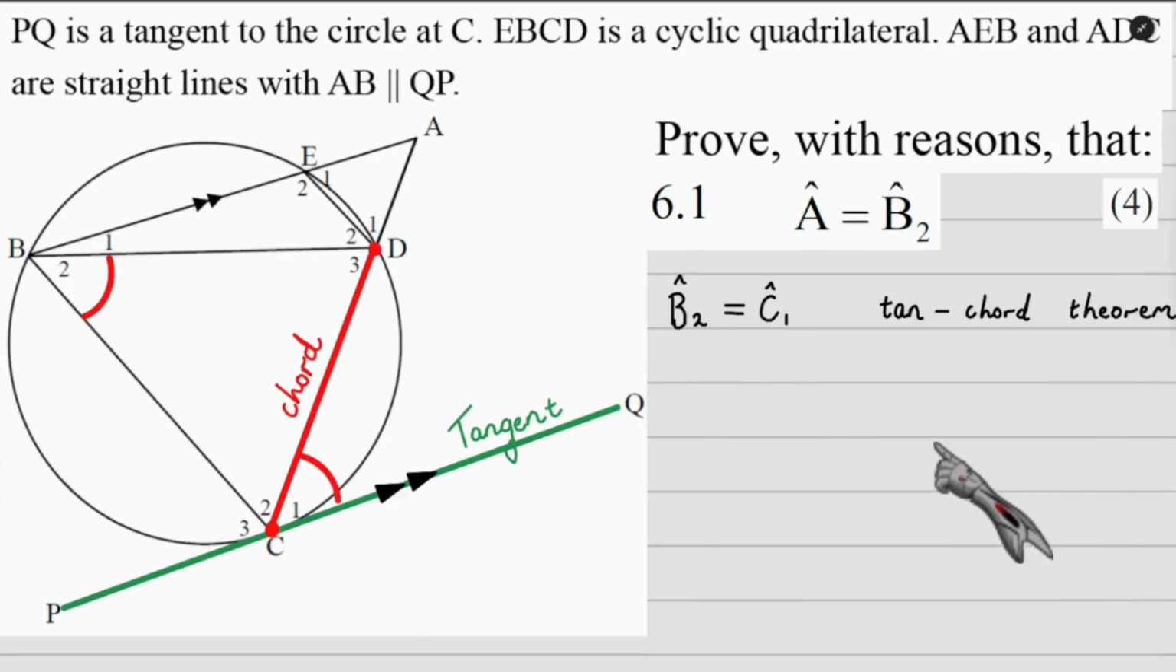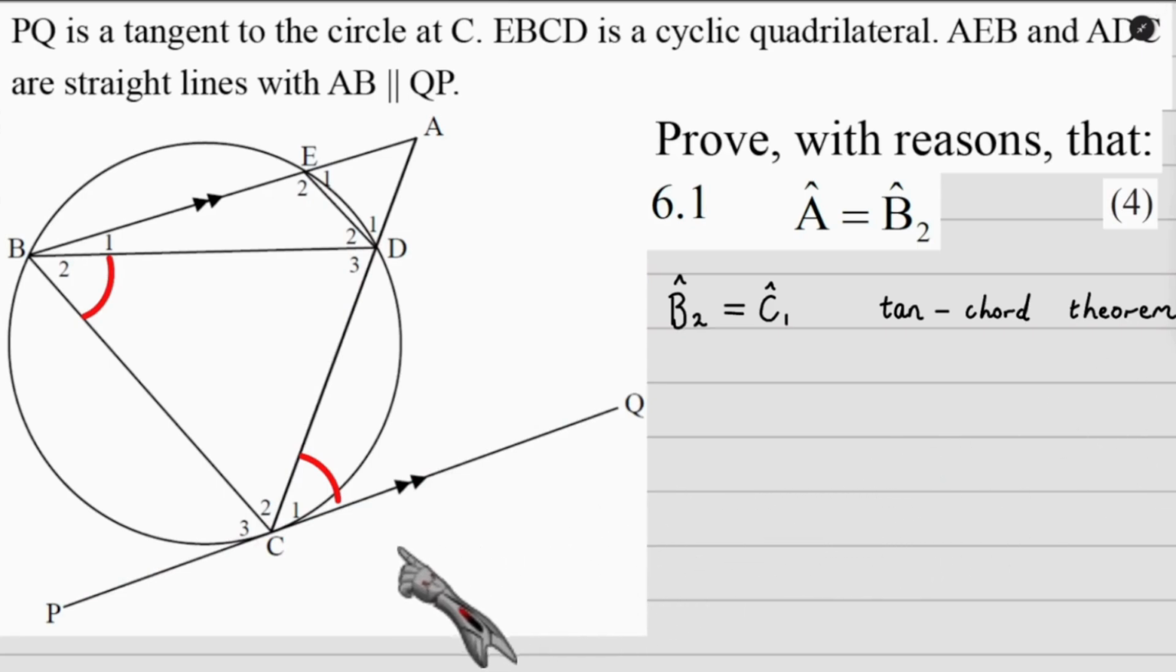And we are going to state it just like this. B2 equals C1 due to the tan chord theorem. Now I'm going to focus on C1 and see what I can do with C1, maybe try relate it to A somehow. So if I have a look at those two angles, I can see both of them are touching the parallel lines. So I can apply my parallel line theorems.